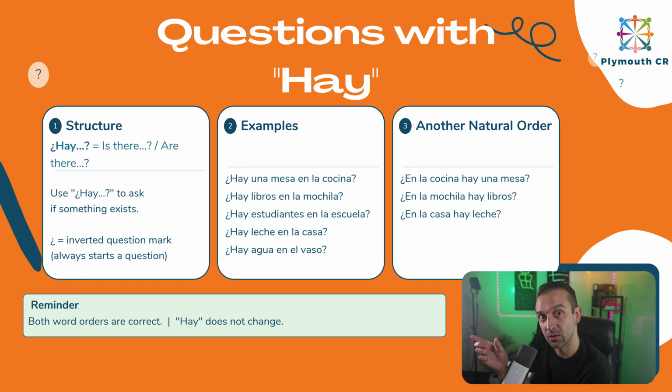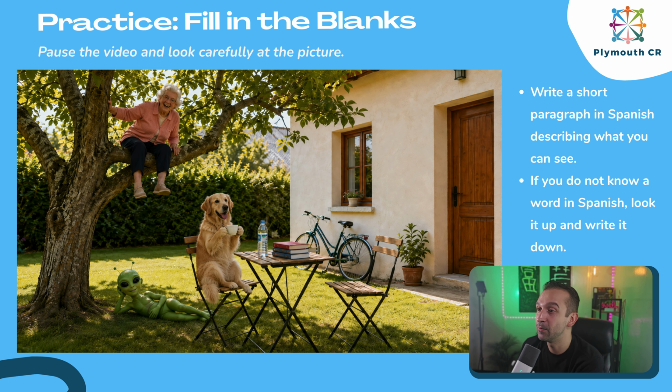The second example says, en la mochila hay libros. So the place or the container, whatever we're asking if there is something in there, then the word hay, and then the thing. Or en la casa hay leche. The place that we're asking if the thing exists. En la casa, hay is there. Leche, the thing we're asking for, okay? So both word orders are correct. You can use either, whatever you think is easier for you. Both are fine.